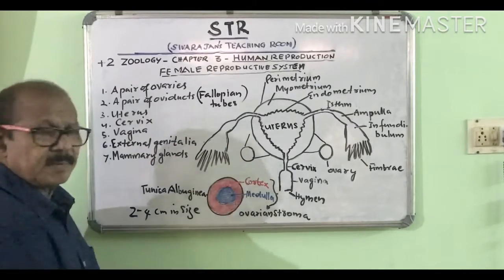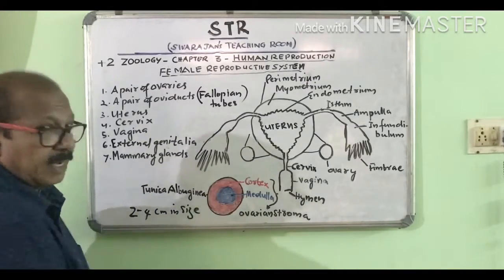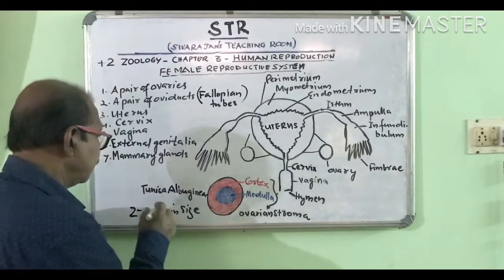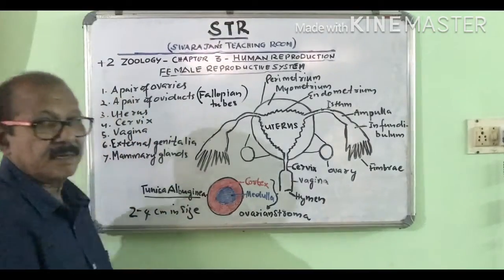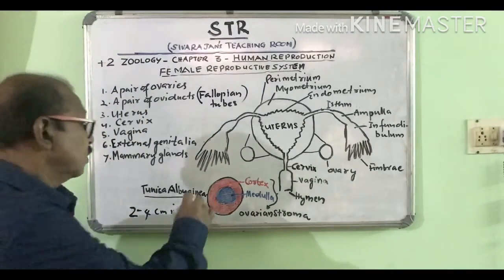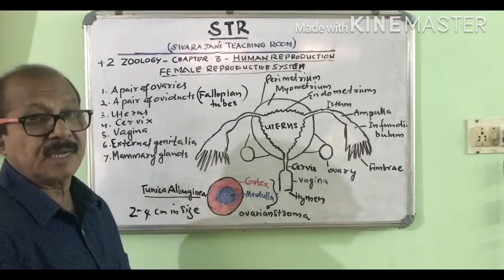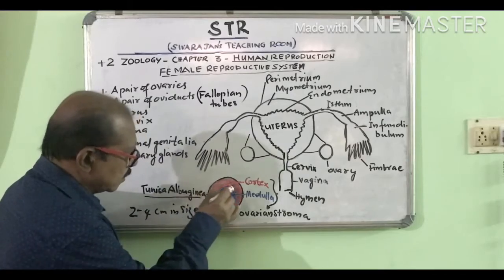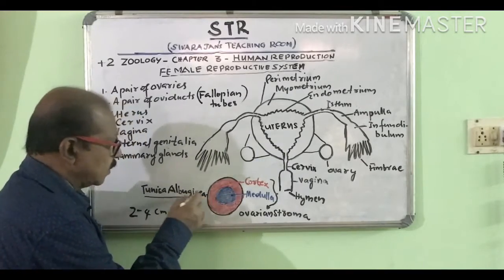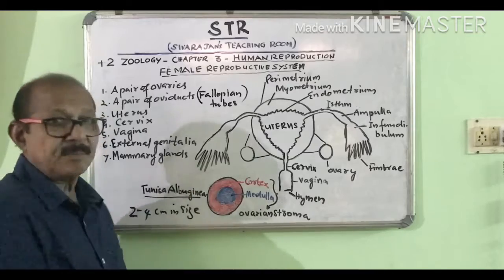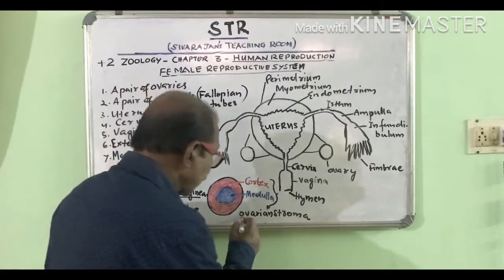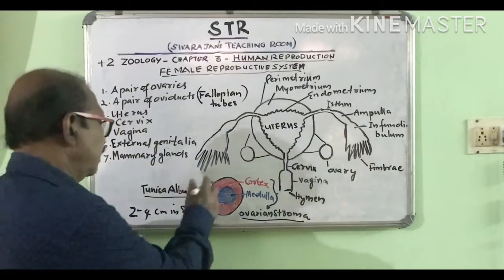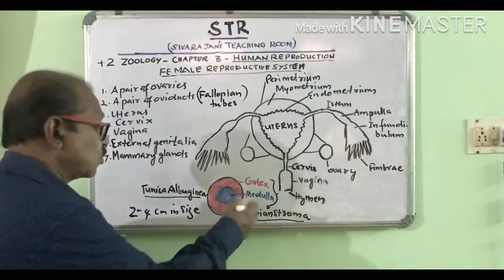It's oval in shape. It is covered by an epithelium called tunica albuginea. So remember this name. The ovaries are covered by an epithelium, and what's the name of the epithelium? Tunica albuginea. This black colored membrane is the tunica albuginea. Inside the tunica albuginea is the ovarian stroma. What is ovarian stroma? The total structure inside the epithelium is the ovarian stroma.